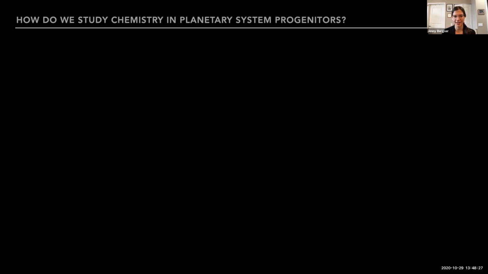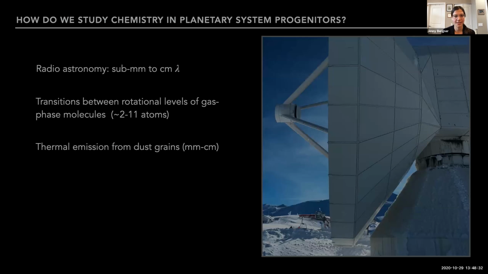Okay, so how do we actually study chemistry in these planetary system progenitors? A lot of the work that I'm going to be talking about today is using radio astronomy. So this is telescopes in the sort of sub-millimeter to centimeter wavelength range. And with these wavelengths, we're sensitive to transitions between the rotational levels of gas phase molecules. So this lets us characterize the gas phase molecular content of material in these objects. But we're also sensitive to thermal emission from dust grains that are sort of on par with the size of the wavelength that we're observing at. So we can also get some constraints on the distribution of millimeter to centimeter size grains in these objects.